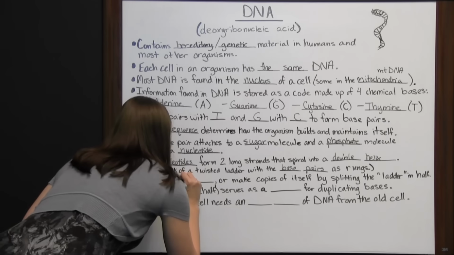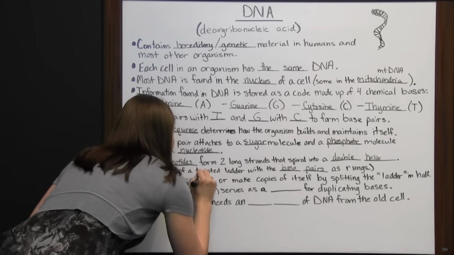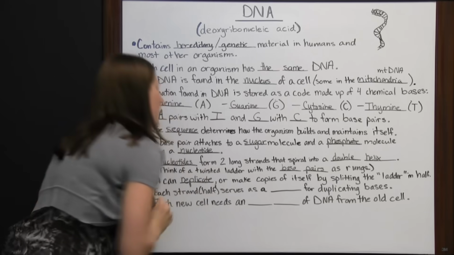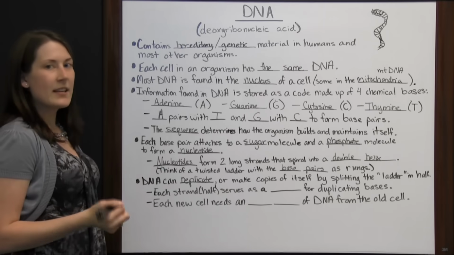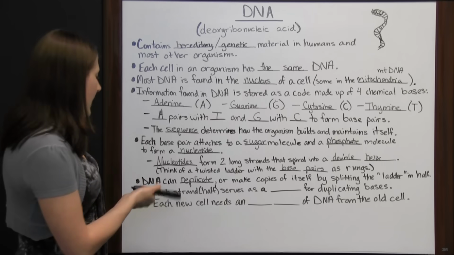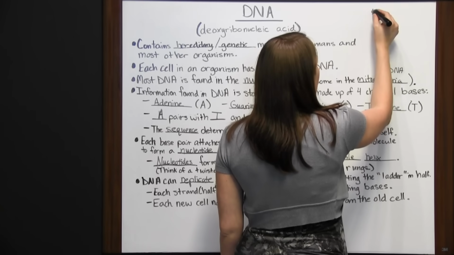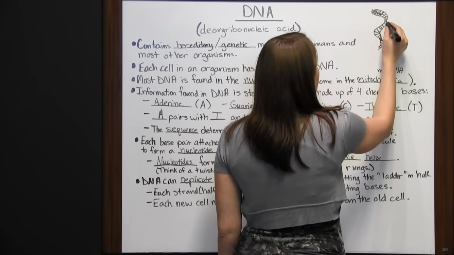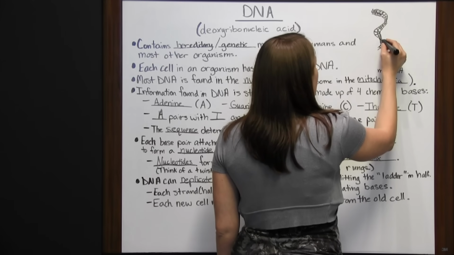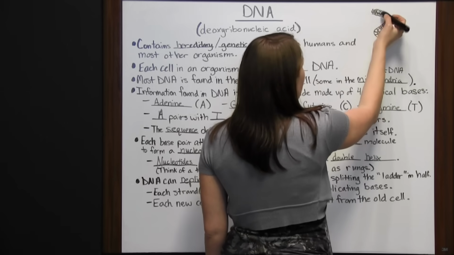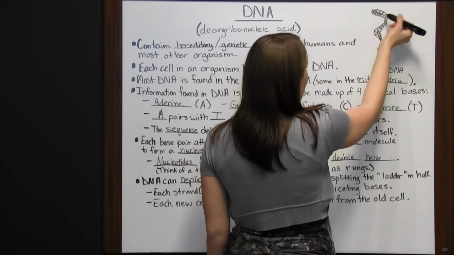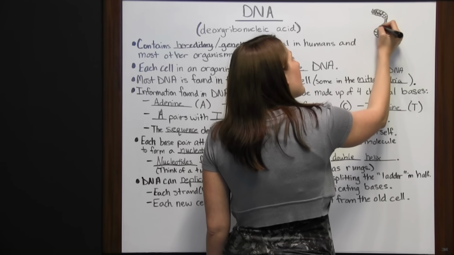DNA can replicate, or make copies of itself, by splitting the ladder in half. So if we just decided to cut this ladder in half, we would be separating those base pairs all the way down. So then you have AG, AG, and any other base pairs you've got.